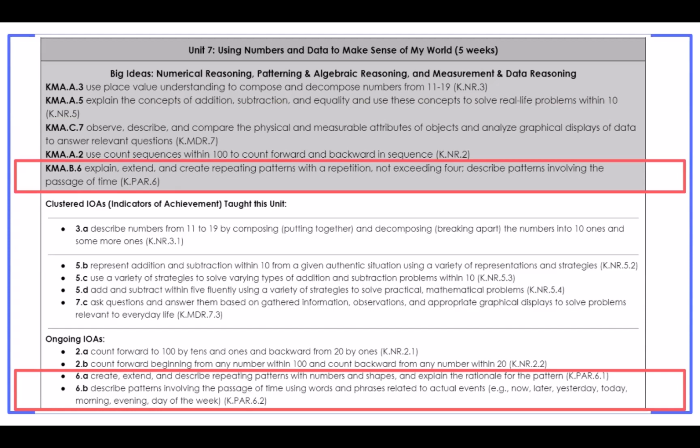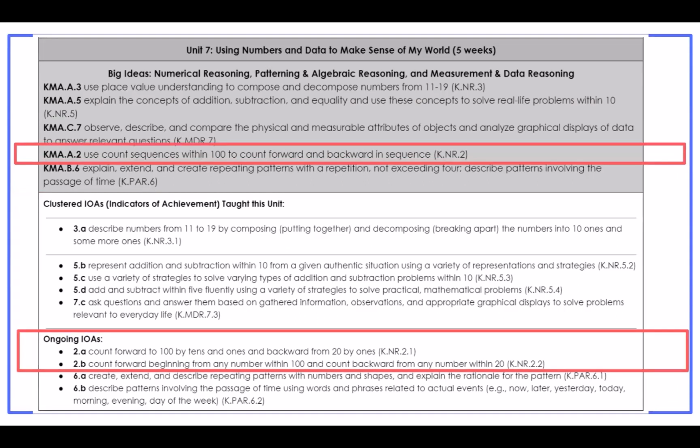Before beginning Unit 7, all learning targets for IOA 6.A and 6.B have been introduced. Our work with these IOAs in this unit will allow students to continue to work towards mastery of AKS 6. The final AKS in Unit 7 is AKS 2, which is also an ongoing AKS throughout the year.